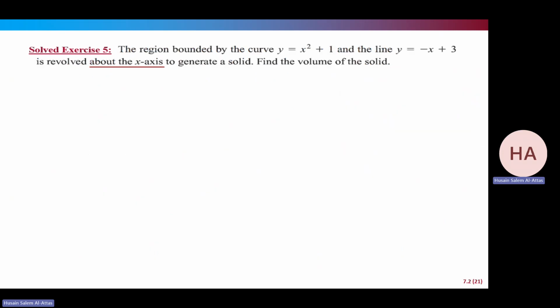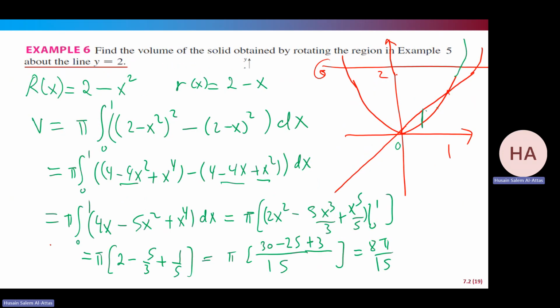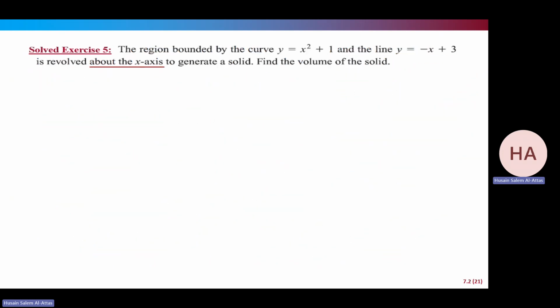Okay, this is good. We deal with the same region, but we're doing the revolution, rotated about different axes. The x-axis, y equal to, which is almost the same as the x-axis, but now a little bit different. Now x equal minus 1. Now it's the other way. The region bounded by the curve, this and this, is revolved about the x-axis.